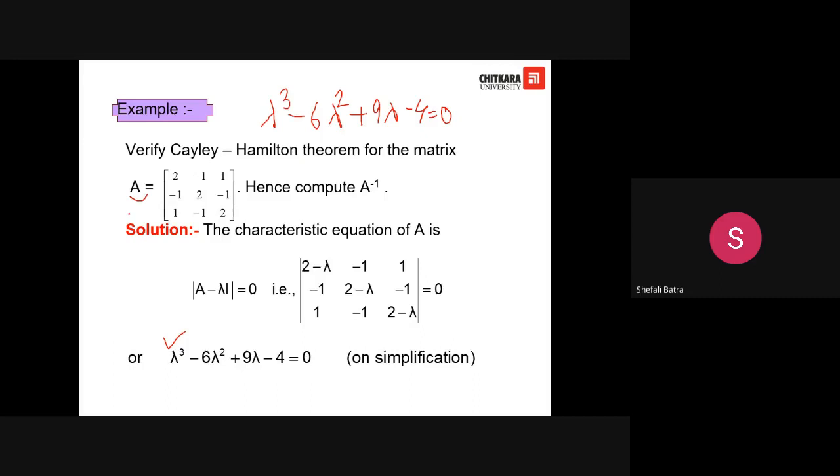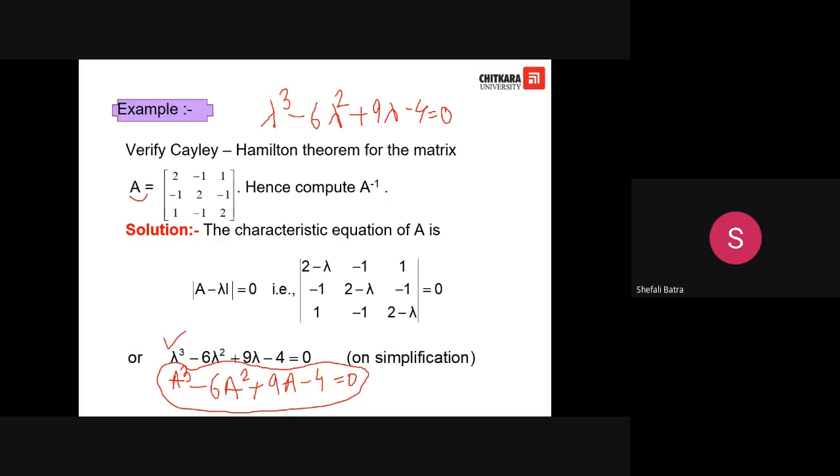So what will we do? We will put matrix A in the place of lambda. So it would become A cube minus 6A square plus 9A minus 4 is equal to 0. Will it work, beta? Is it right? Yes, ma'am.